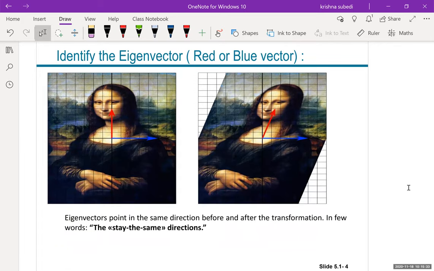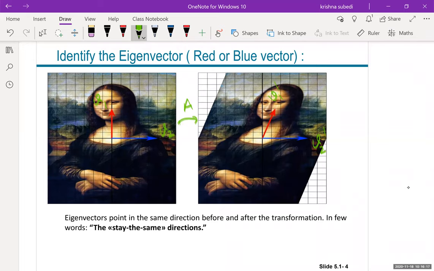As you can see, a famous picture here, the Mona Lisa. In this picture, there are two vectors. I will call the red vector V1 and the blue vector V2, okay? Now a transformation happens. It's a shear transformation. After the shear transformation, the red vector V1 has changed its direction, whereas the blue vector V2 remains the same.